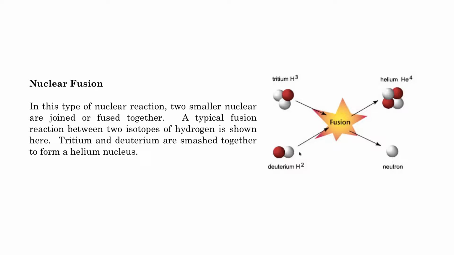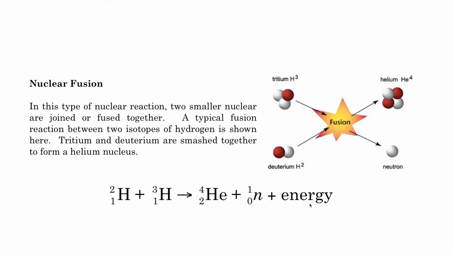Of course, this right here is a very typical fusion reaction where we have tritium, which is one isotope of hydrogen, and deuterium, which is another isotope of hydrogen, and we fuse them together to create helium and a neutron. This is very typical of what we see in the sun. Here is the fusion reaction where we have deuterium and tritium, and we're fusing them to create helium, a neutron, and large amounts of energy.